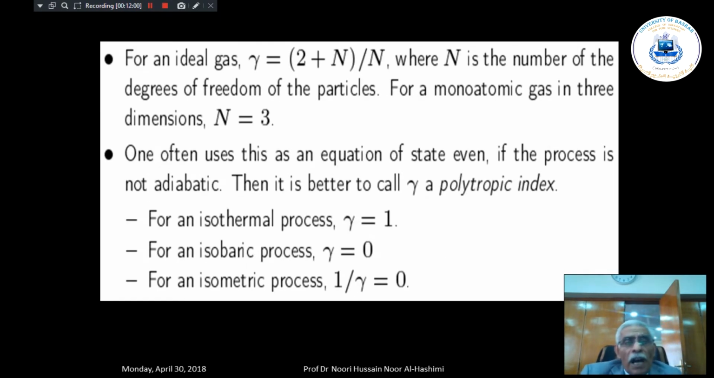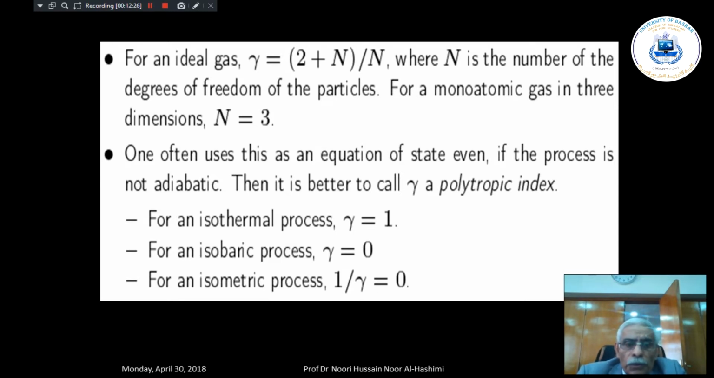For an ideal gas, gamma equals (2 plus n) over n, where n is the number of degrees of freedom of the particles. For a monoatomic gas in 3 dimensions, n equals 3.